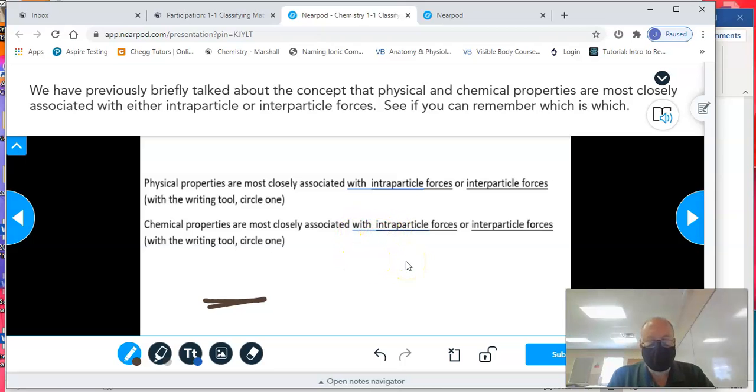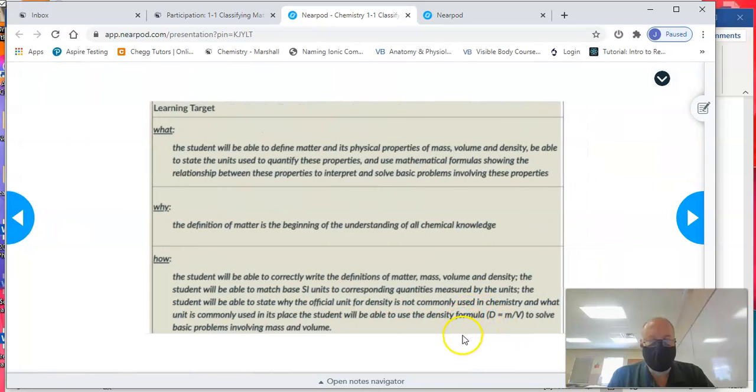We'll get more in detail in this in a little bit. So go ahead and do that, and then submit, and then go on to the next page.